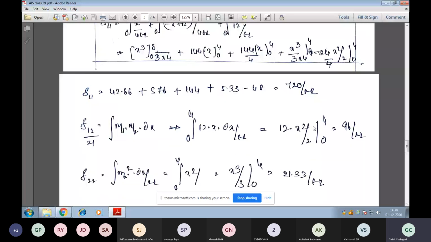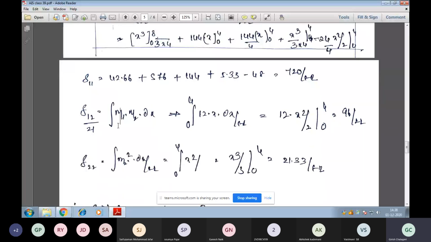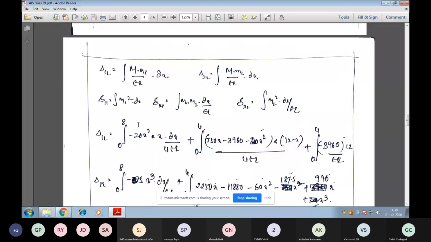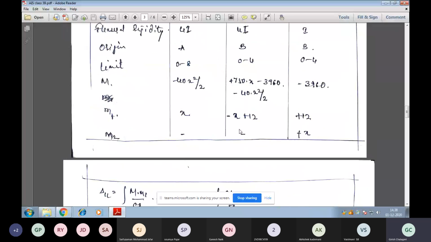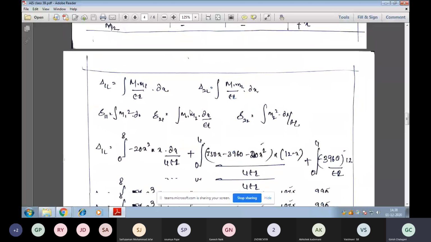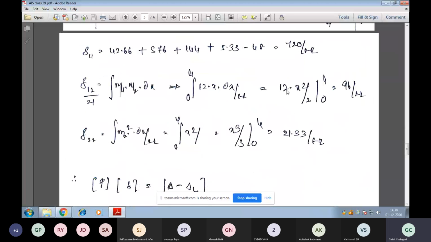When we get delta 1 2 or delta 2 1, the integration of m1 into m2, in m2 two members are 0, AD and DB, left with the last member DA having a value of x here. So m1 into m2, m1 at the last member will be 12 here, and m2 will be x. So 12 into x we can see here. These two are 0, left with 12 into x. So 12x is nothing but 12 into x square by 2. So 2 gets cancelled, substitute x equal to 4 here, we get 96 by EI.